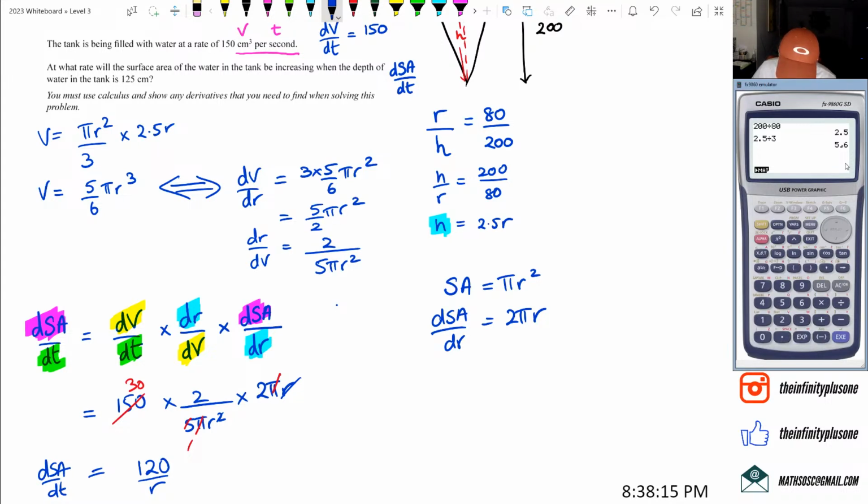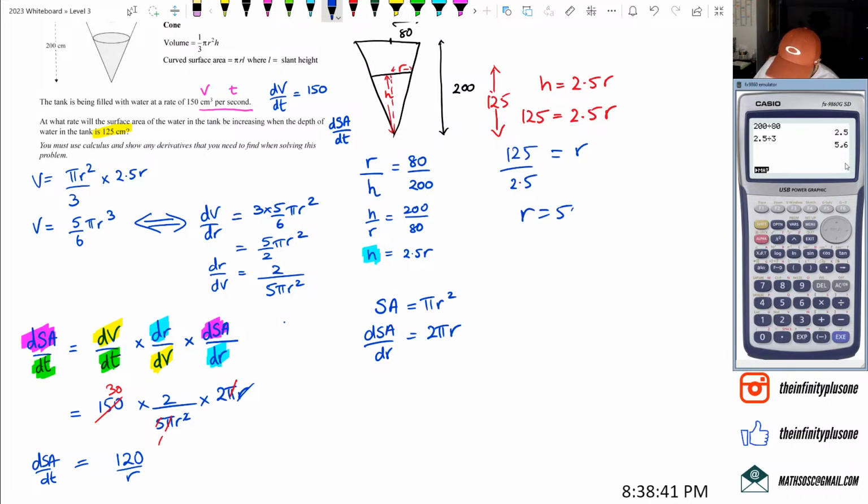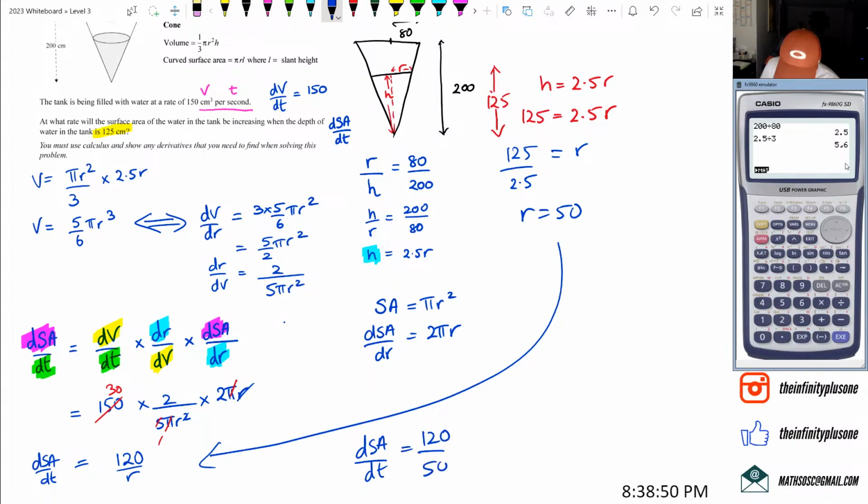Now the question is asking when the depth of the water is 125. We were told that h is equal to 2.5r, so r is 125 divided by 2.5, which is equal to 50, which we can bring back here. So dSA/dt equals 120 divided by 50, which equals 2.4 meters squared per second.